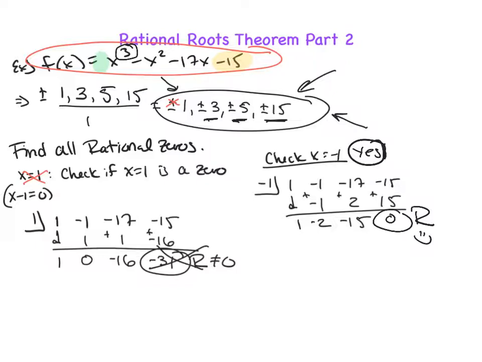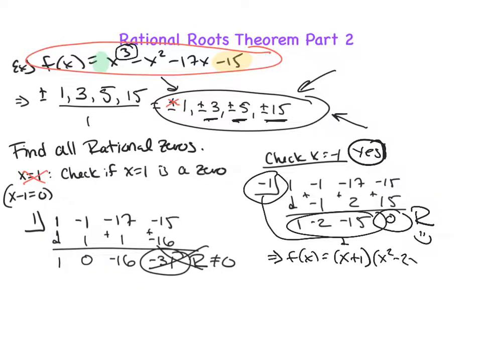By the way, just because you get one yes for -1 doesn't mean it won't work a second time. You could try that again. But here's something I want to show you to save yourself a little bit of time. Remember in the last video, we just found out that f of x can be factored to x plus 1, coming from x minus the -1, times x squared minus 2x minus 15. I'm going to clean that up just a little bit.